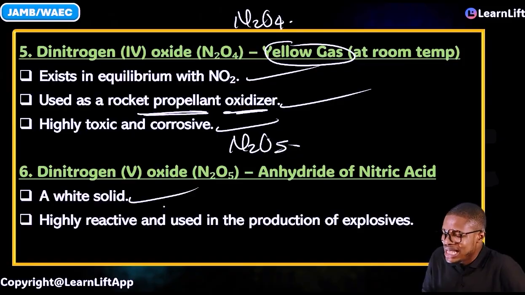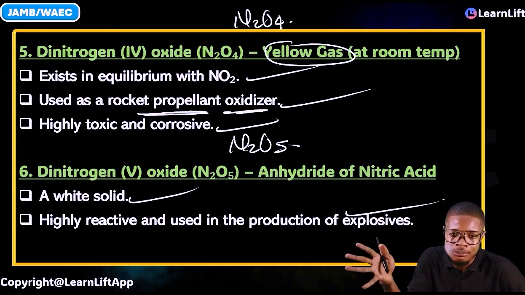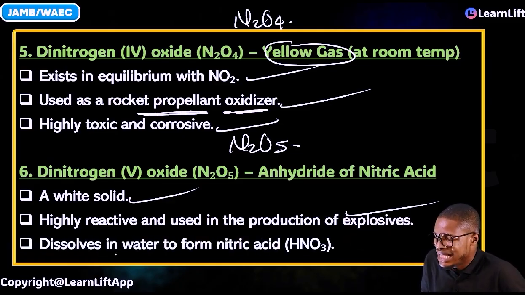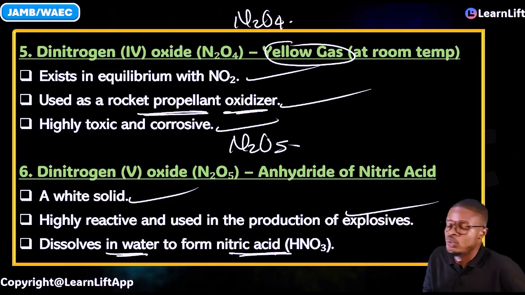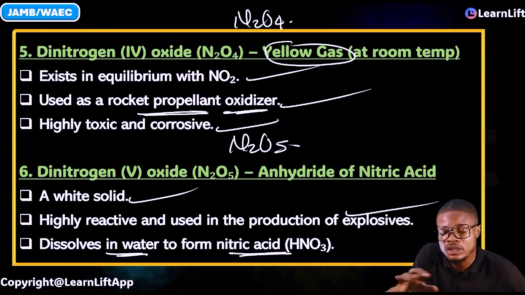And don't forget this, that it is highly reactive and used in the production of what? Explosives, like your bombs and the rest of it. Very important is that it dissolves in water to form your nitric what? Acid. And you know your nitric acid is HNO3 already, right? Beautiful. If you get it very quickly with me, no stress.